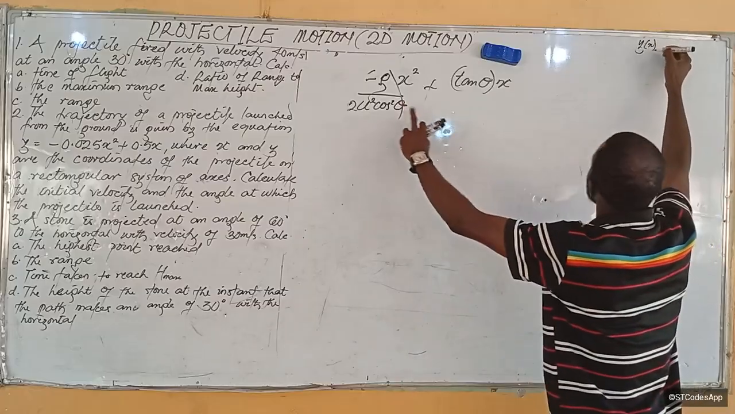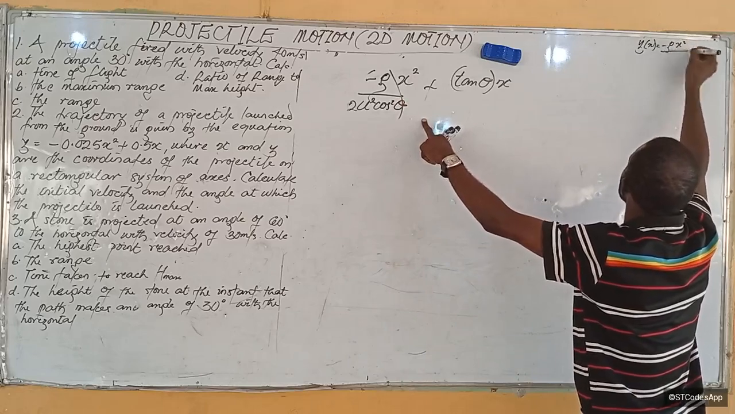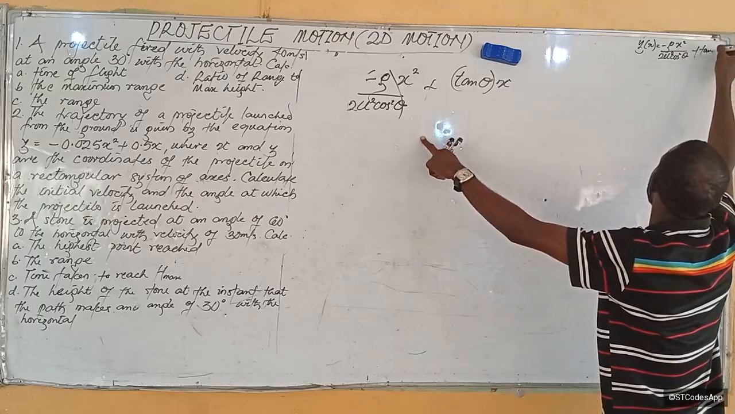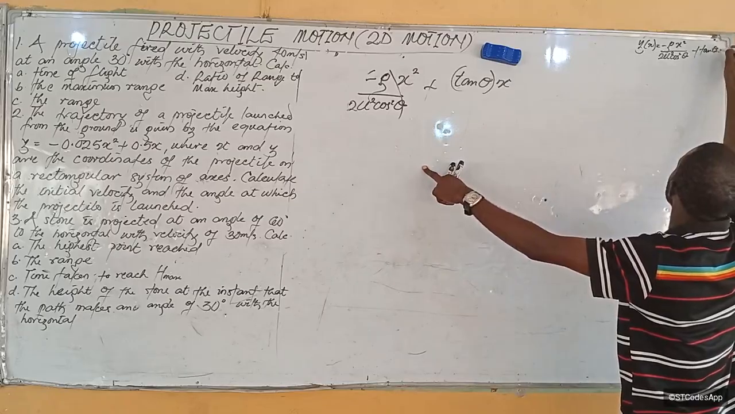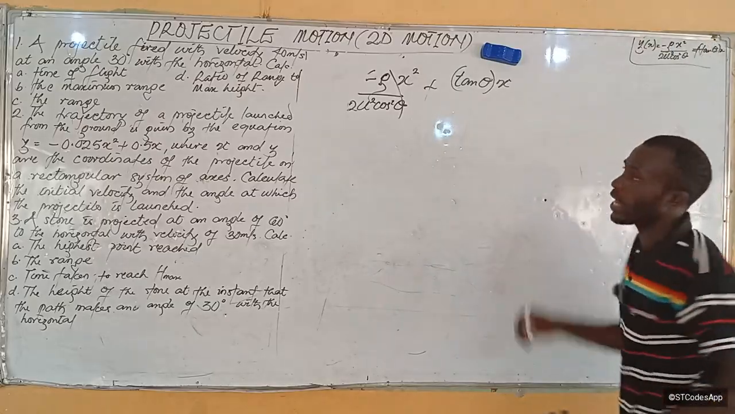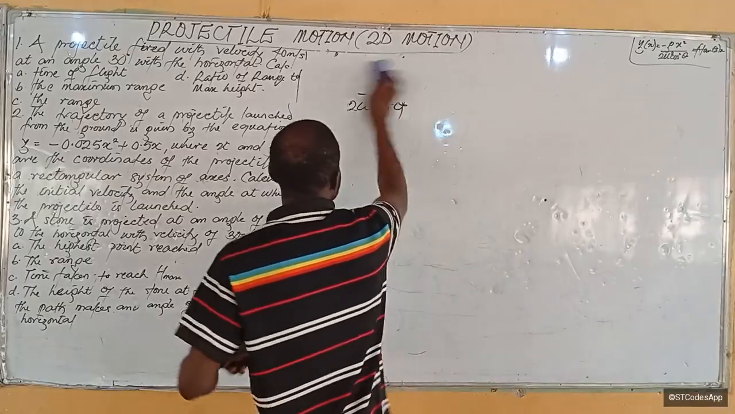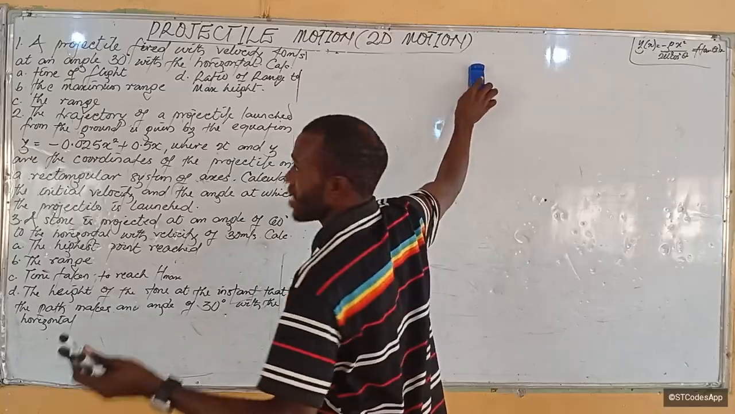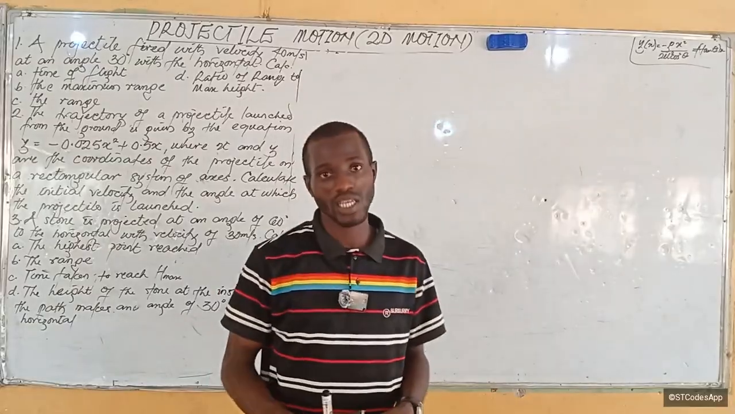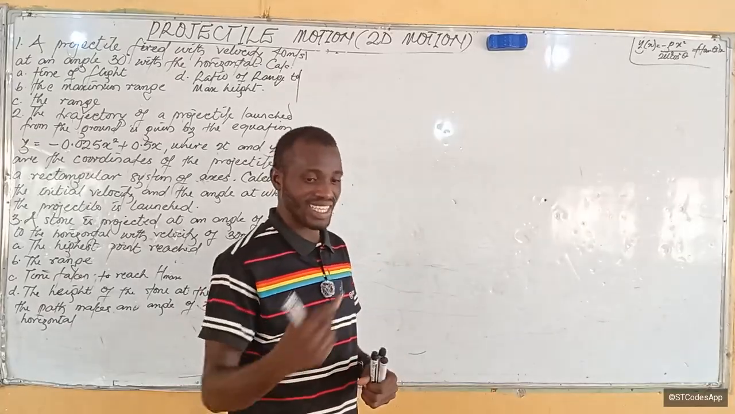y in terms of x is equal to minus g x squared over 2u squared cos squared theta plus tan theta x. So you ask me, would I need to cram this formula? Yes, you need to cram it because you are the student. You need it to solve questions. All the formulas that we have been deriving, you need to cram them. Of course, the purpose of the derivation is that if you forget, you can generate it yourself.